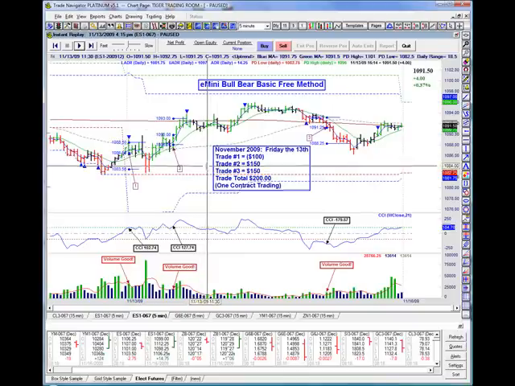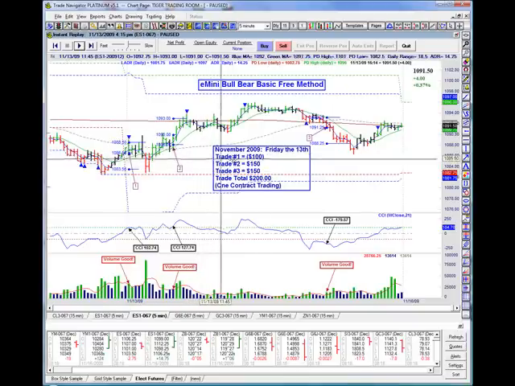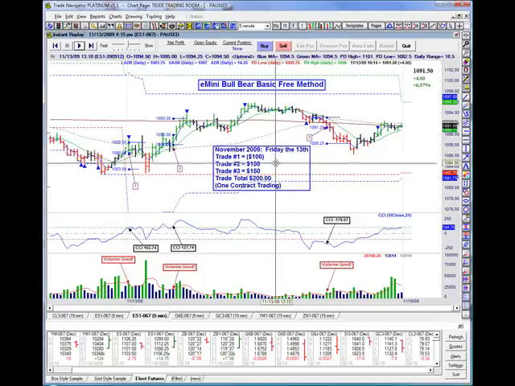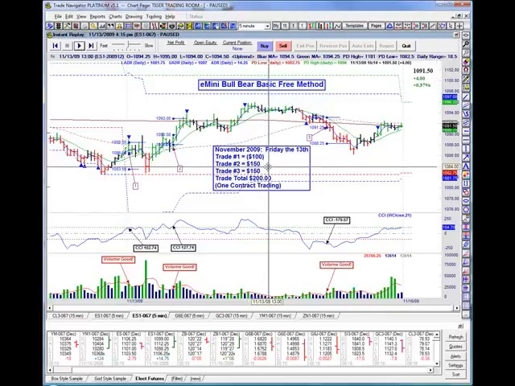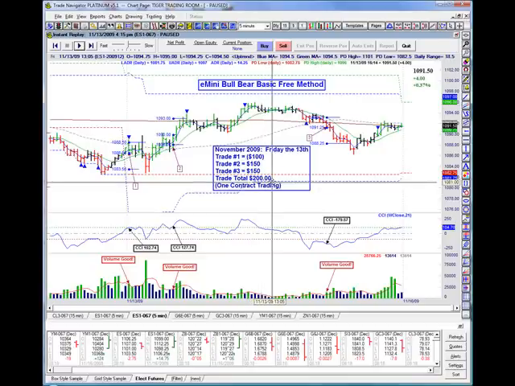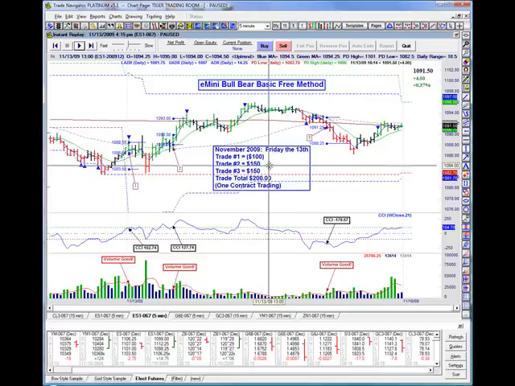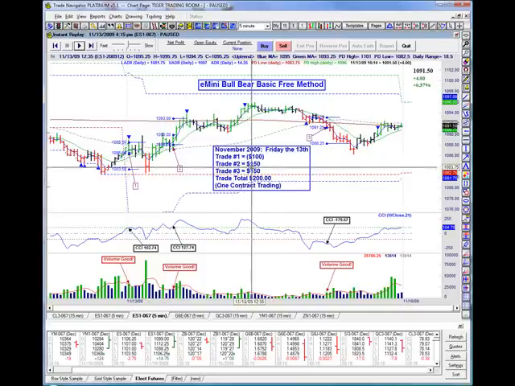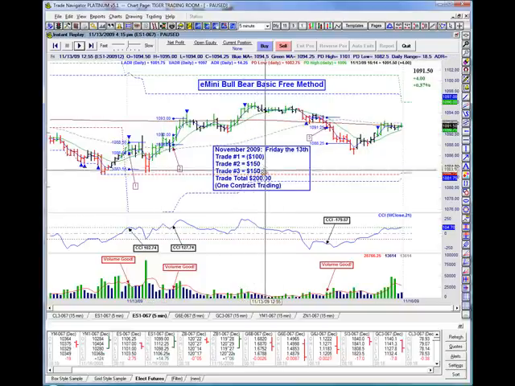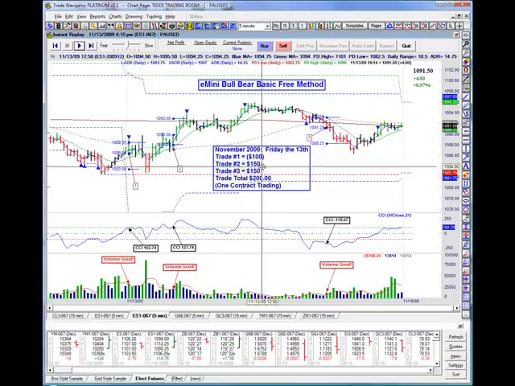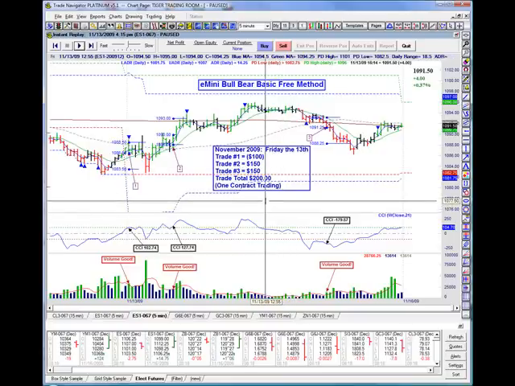As we recap this trading day, trade number 1 lost $100, trade number 2 earned $150 per one contract, and trade number 3 also earned $150 per contract, for a grand total trading day total of $200. Even if you had quit after the morning session, you still would have been up $50 less your commission cost, making this a positive day if you didn't catch the Friday afternoon trade. This is the eMini Bull Bear basic free method that I'm showing, and I look forward to talking to you a little bit more in detail about that.